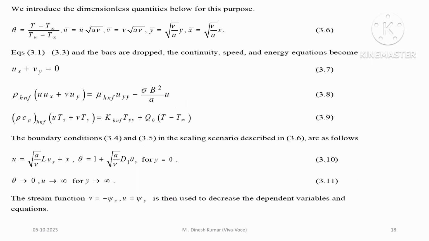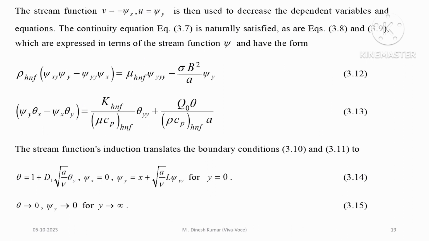Now we can see that by using the above transformations 3.6 and 3.7, we will get the dimensionless equations 3.7, 3.8, 3.9, and these are the transformed boundary conditions 3.10, 3.11, and this is the stream function. Next, whenever we substitute the stream function into the governing equations, we will get equations 3.12 and 3.13, and obviously the continuity equation will be satisfied. These are the transformed boundary conditions and the resultant governing equations.